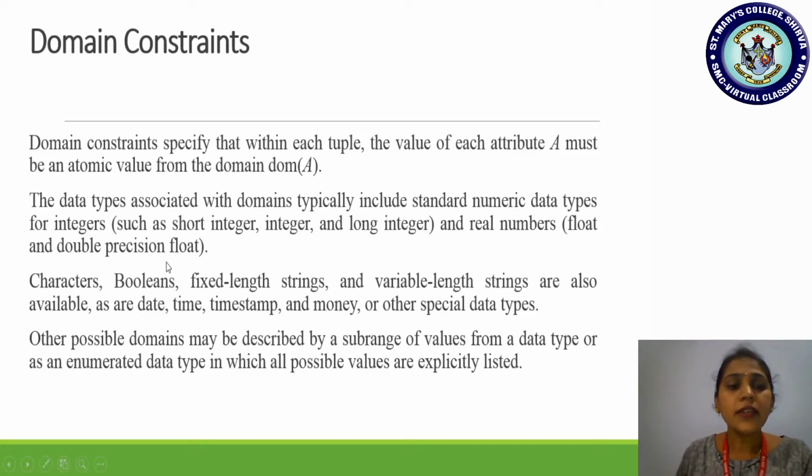Characters, booleans, fixed length strings and variable length strings are also available. Okay, so we are familiar with these data types, right? Character type should hold only alphabets, characters. Then booleans, true or false value. Then fixed length string, like if the string has to be of size 10. For example, phone number, how many in length? 10, like that. And variable length strings, like for name we keep varchar, right? Variable character, that is, the name could be up to 30 characters.